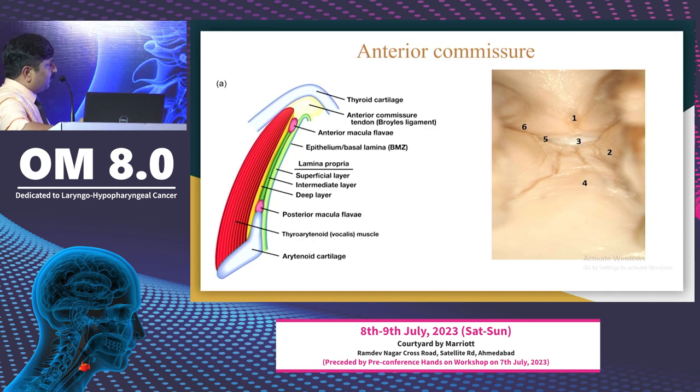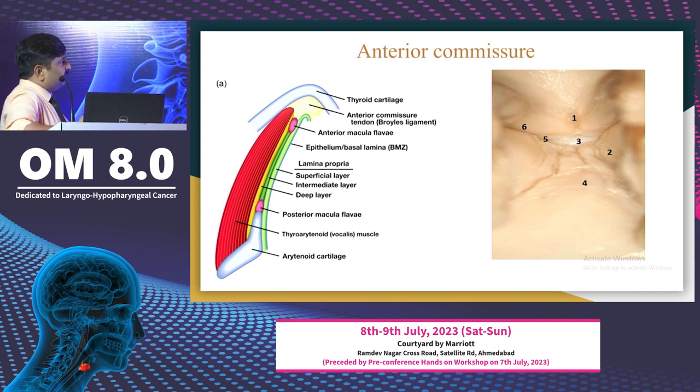So this is a very complex structure, and this is why the anterior commissure is so important. Spread of the disease from the anterior commissure is very interesting. There are three pathways. The most common one is, since Broyles ligament acts as a barrier, usually disease goes down towards subglottis.